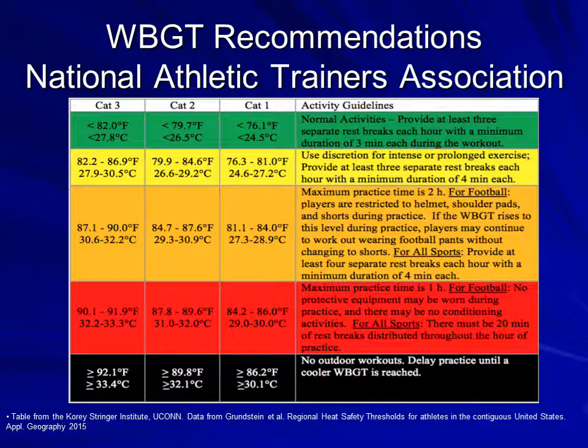The National Athletic Trainers Association worked with the Korey Stringer Institute of UConn to create these recommendations using 3 regions called categories. This chart is based on the previous chart from OSHA, and it shows specific activity guidelines based on the wet bulb globe temperature for each category. As the categories increase, the threshold of each color level changes. While the primary focus is on football, it does include recommendations for all other sports. These recommendations should be used as guidelines for any other outdoor activity.